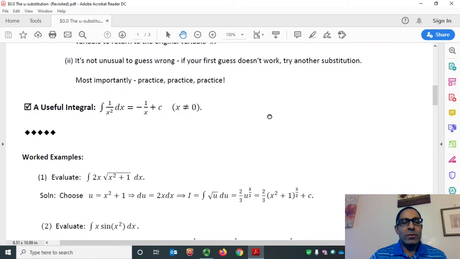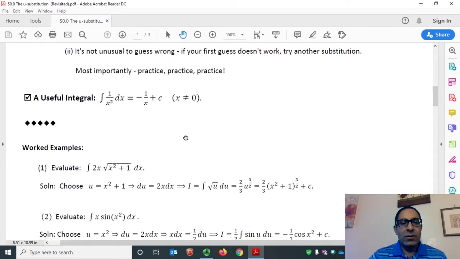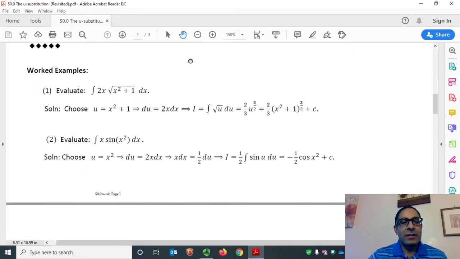Let me give you a useful integral formula. The integral of 1 over x squared dx is negative 1 over x plus c, where x is not equal to 0. Great. Now with those ideas, let's try to solve some examples. Let's evaluate the following integrals. First integral, evaluate the integral of 2x times the radical of x squared plus 1.